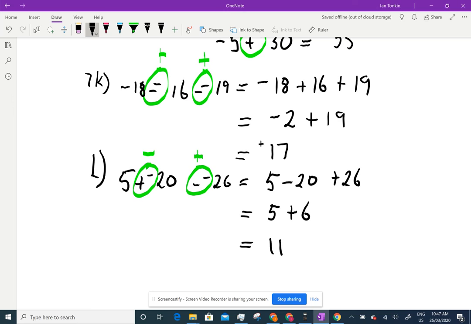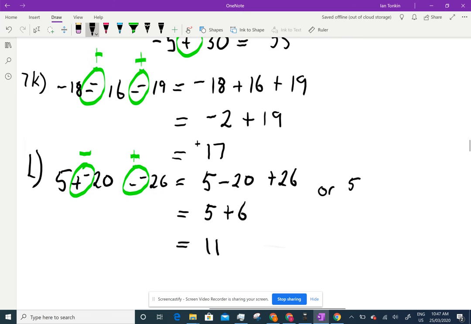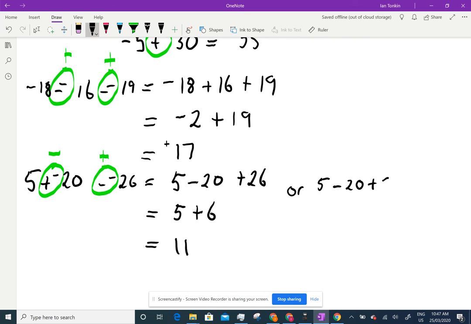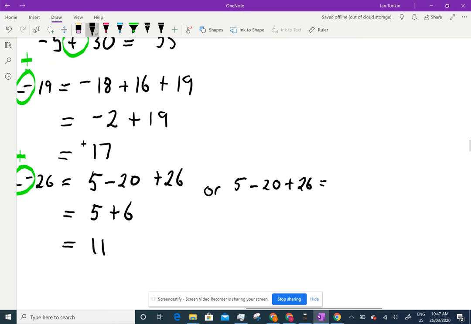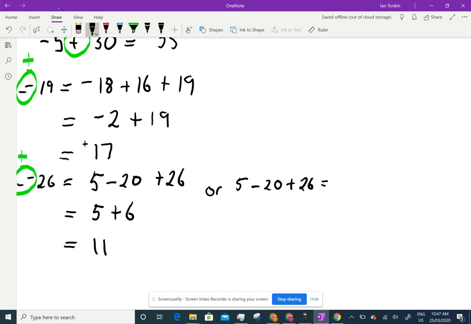Of course, you could have done it the other way. 5 minus 20 plus 26. But remember, we're looking for strategies to make it easier. 5 minus 20, well, I'm at 5. I go back to the left negative 20 spots. Takes me to negative 15. And I'm going to add 26 spots. Okay, so I go 15 spots, and then I go another 11. So I'm back at 11. I actually prefer, if I'm going to take away 20 and add 26, I'm just adding 6. Anyway, hopefully you've been able to do those.